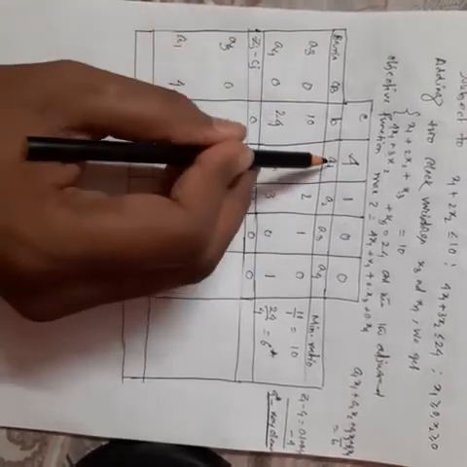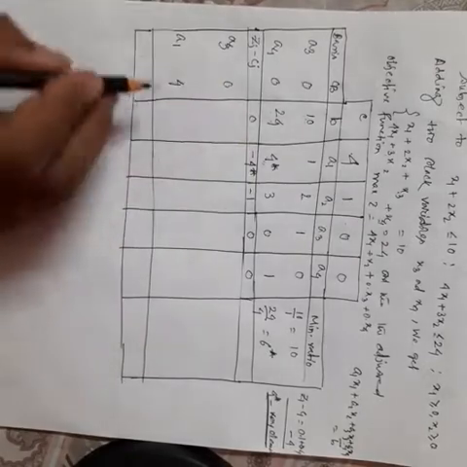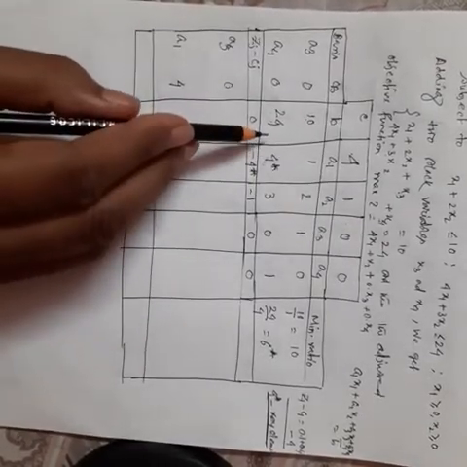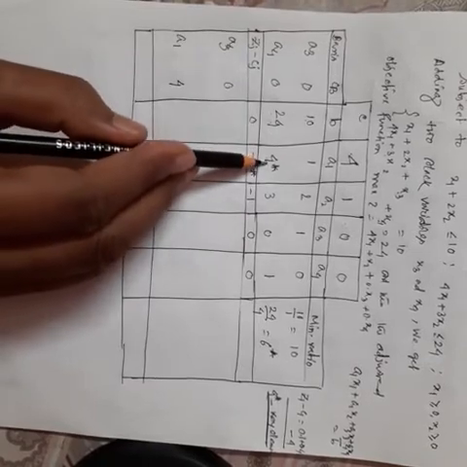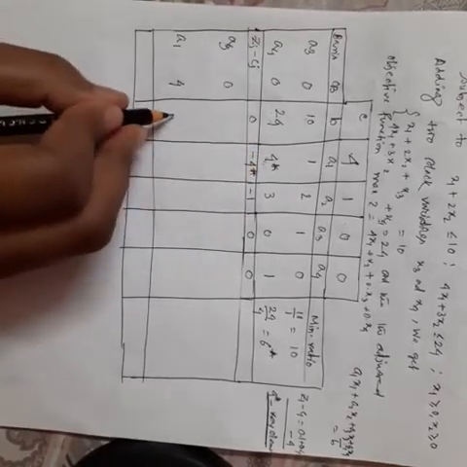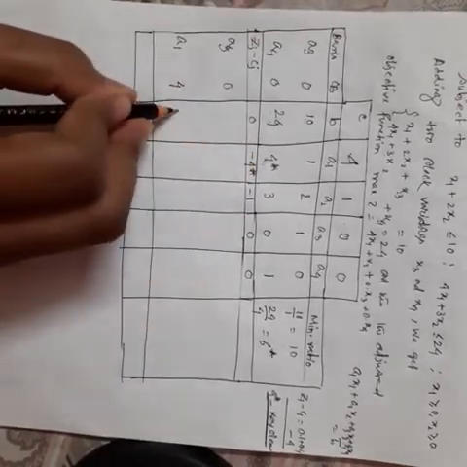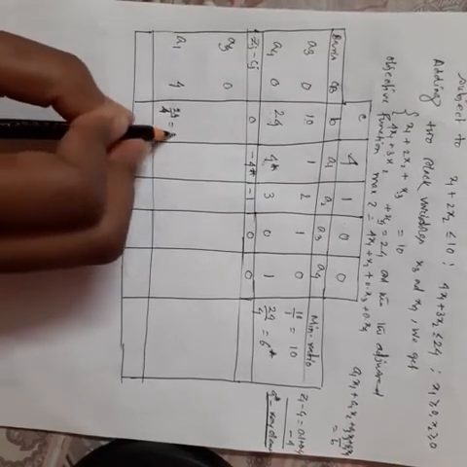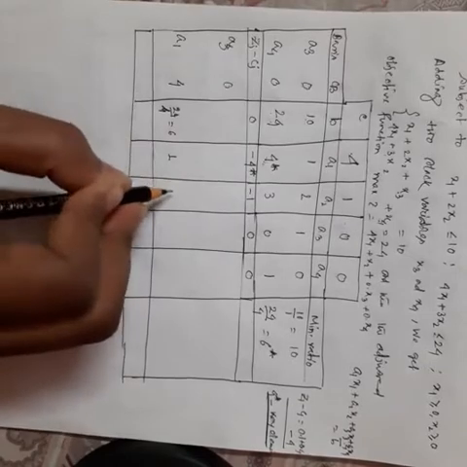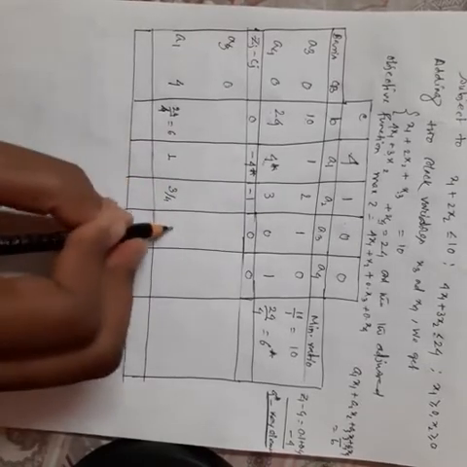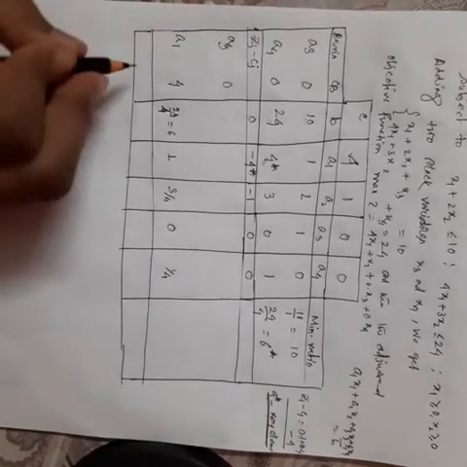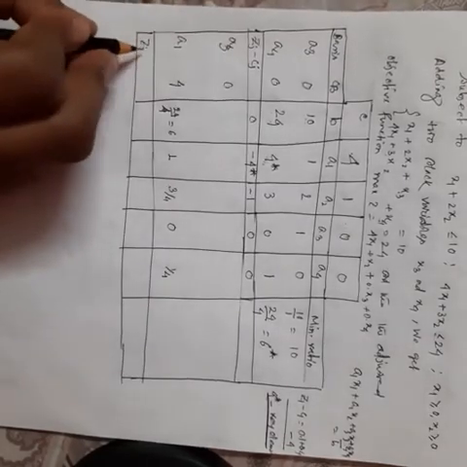A1 coefficient is 4. That's why we rewrite here 4. Now we divide the key element row by the key element. That means we obtain 24 by 4 equal to 6. This is 1, this is 3 by 4, this is 0, and this is 1 by 4, and this is Zj minus Cj.